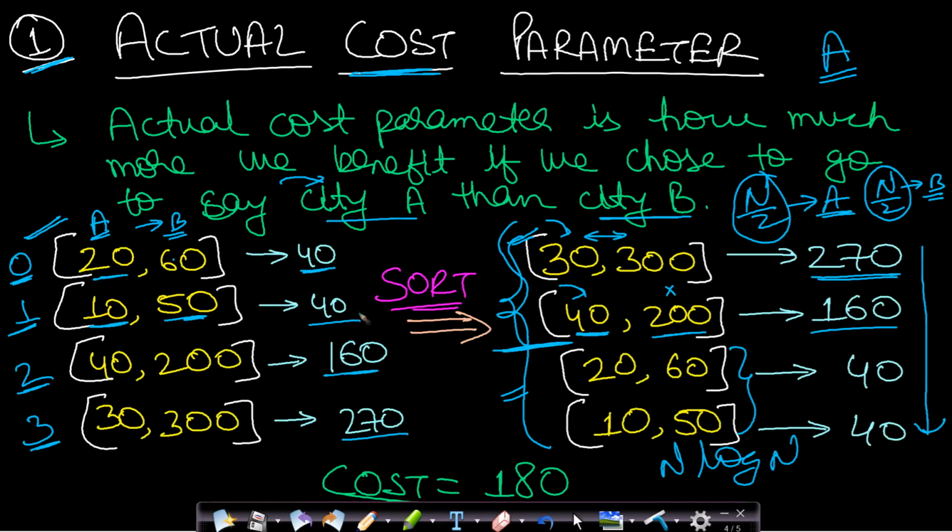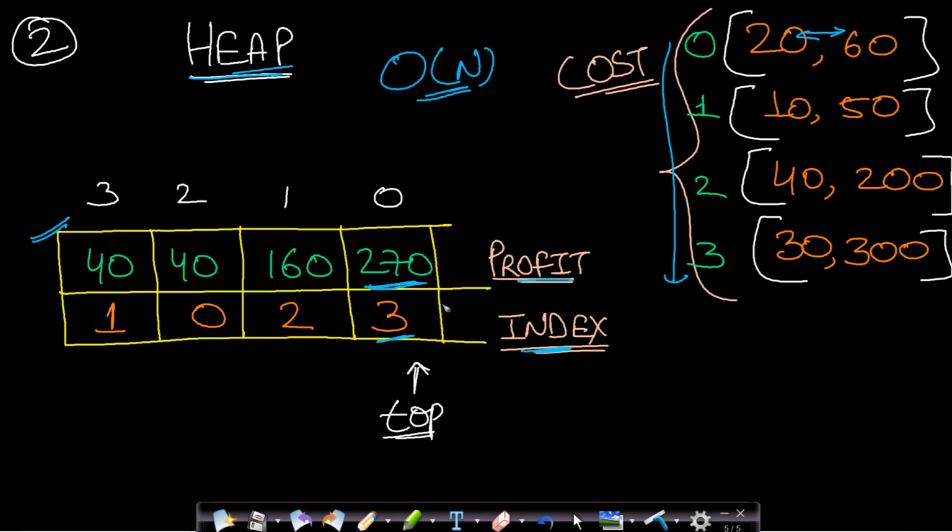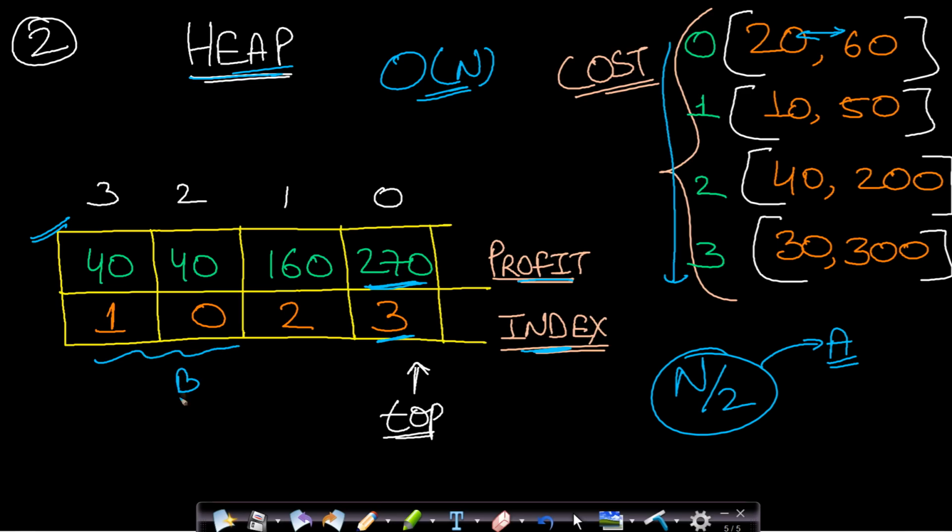As I already explained, the first n by 2 elements will give you the maximum profit if you want to go to city A. So in this case as well, you will have to pop the first n by 2 elements from this heap, and this will give you the maximum profit if you want to go to city A. Therefore the rest of the leftover elements will go to city B.